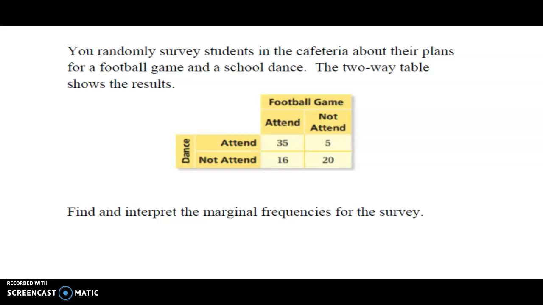Next one. You randomly survey students in the cafeteria about their plans for a football game and the school dance. The two-way table shows the results. Again, we have 2 questions here. Did you attend the football game or not? Did you attend the dance or not? And these numbers are the joint frequencies. These are the responses. Find and interpret the marginal frequencies for the surveys. I'd like you guys to pause the video and go ahead and find those total numbers, the 5 of them, and then interpret them for me.